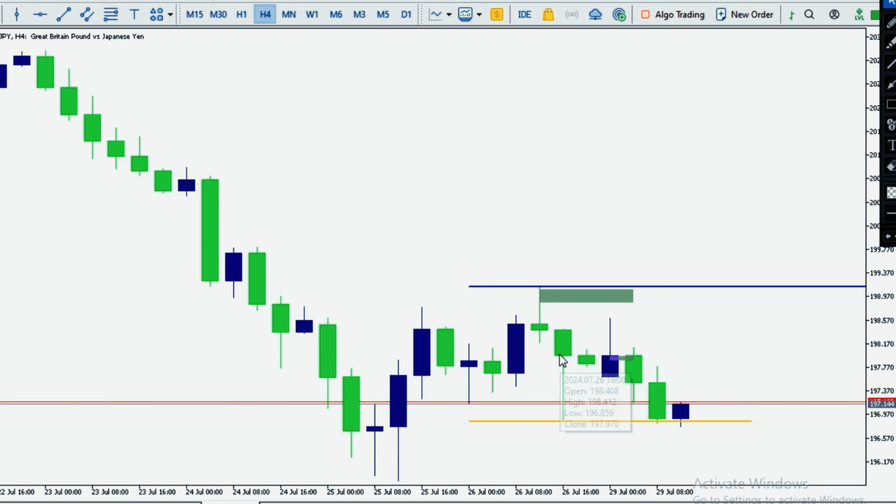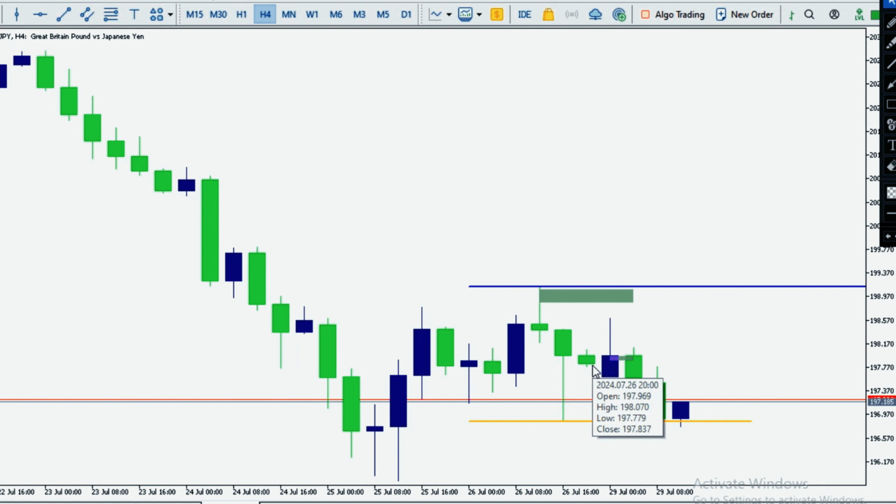What does this lower pin bar mean? This is H4, guys. This is very powerful. After that push, there was indecision in the market, but somehow the price managed to go up and fall down again. So we don't have any clue where the market is going to go, so we cannot enter any trade here.